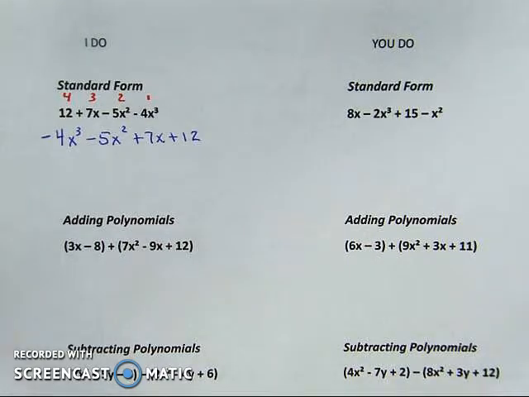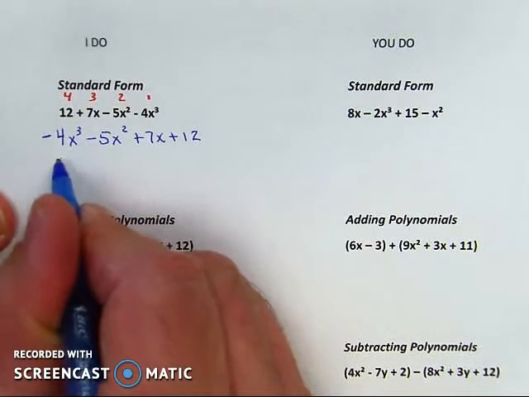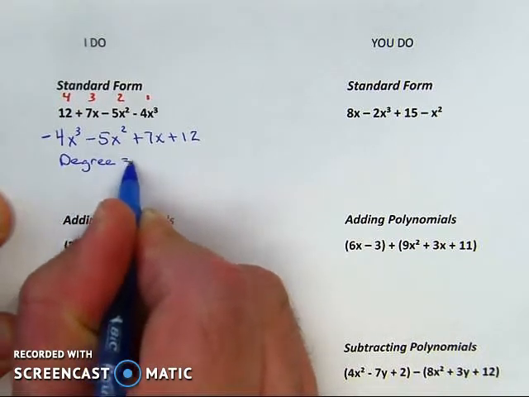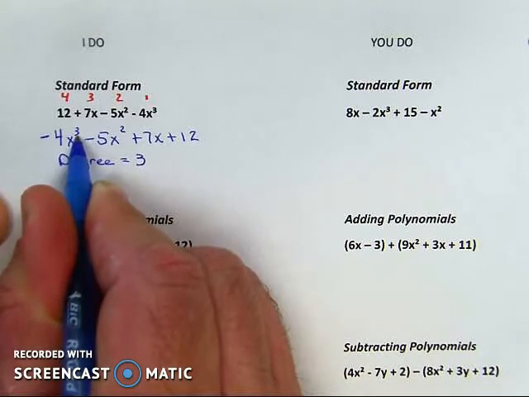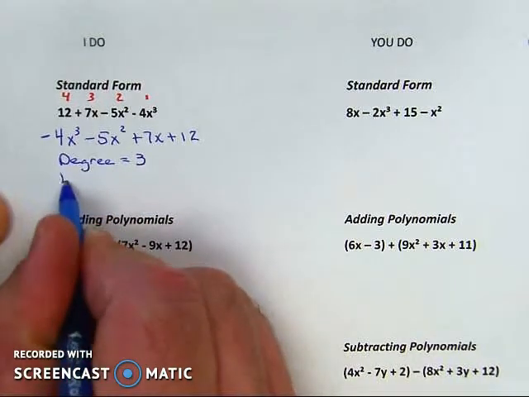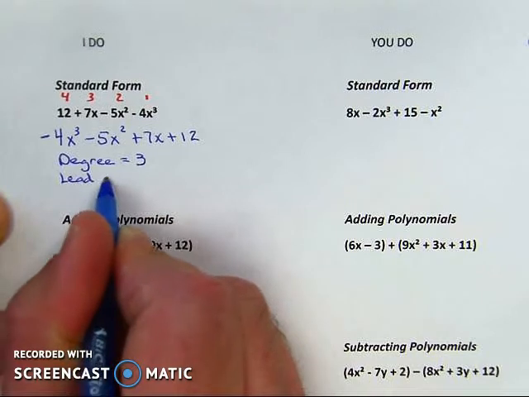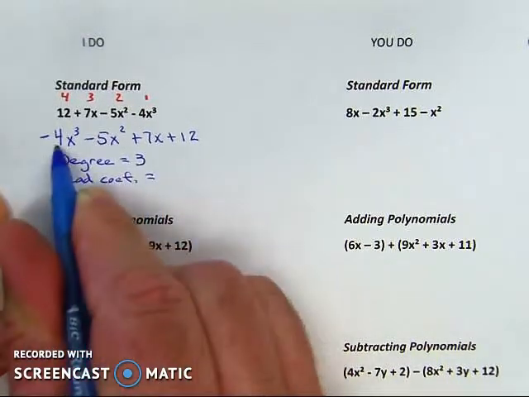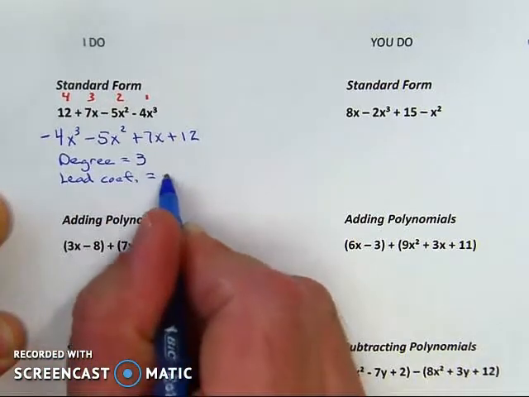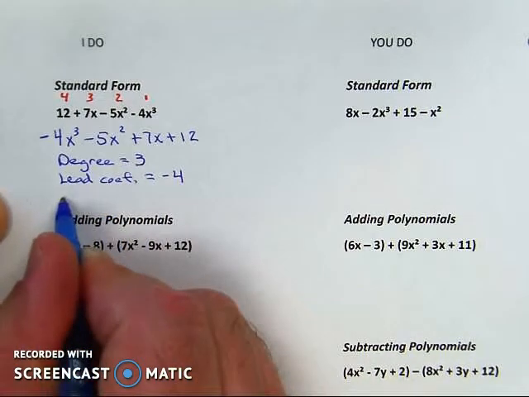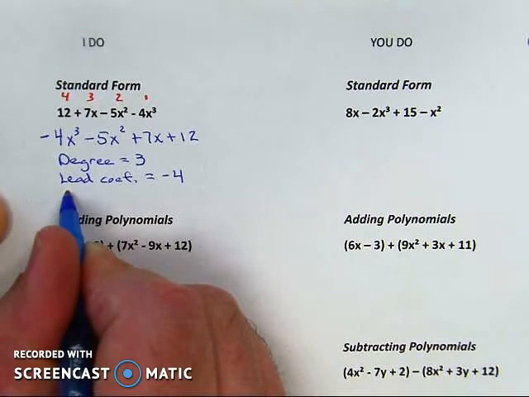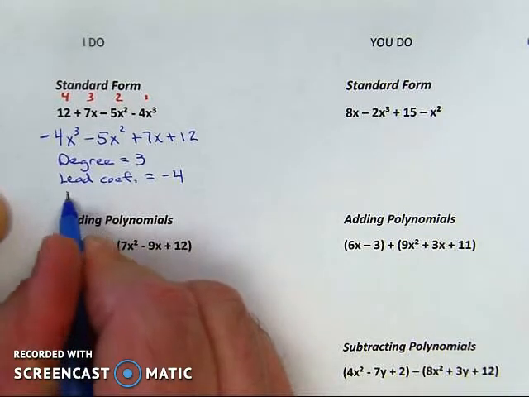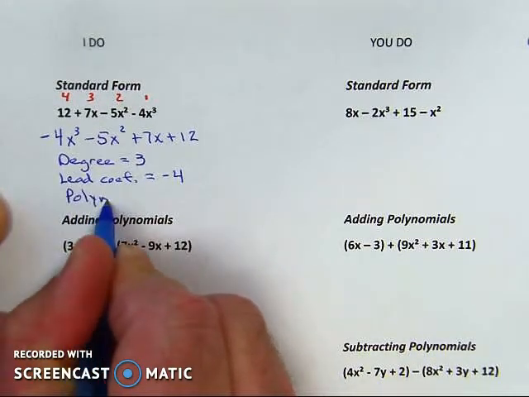And the other questions it's going to ask would be, what is the degree? So I'll just write degree is equal to 3. It's the exponent of the first term. The leading coefficient, and I'm just going to write leading COEF to save a little space. It's the first number you see if you have it in standard form. That's a negative 4. And then to classify it, that's the name. It's actually 4 terms. So this one, you would just call it a polynomial.